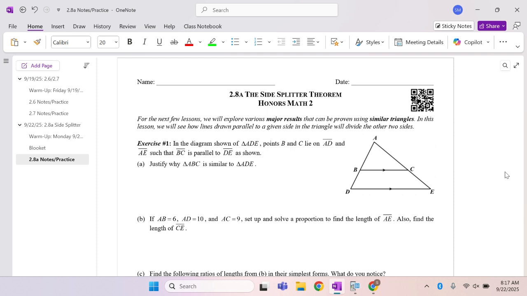All right. So today we're delving a little bit deeper into different theorems that are formed by similar triangles. So 2.8 is split up into three different parts. Today we're learning about the side splitter theorem. Now, just a reminder that for this unit, because it's super short, we'll probably be done with this unit by Wednesday. So we'll review Thursday, test Friday.